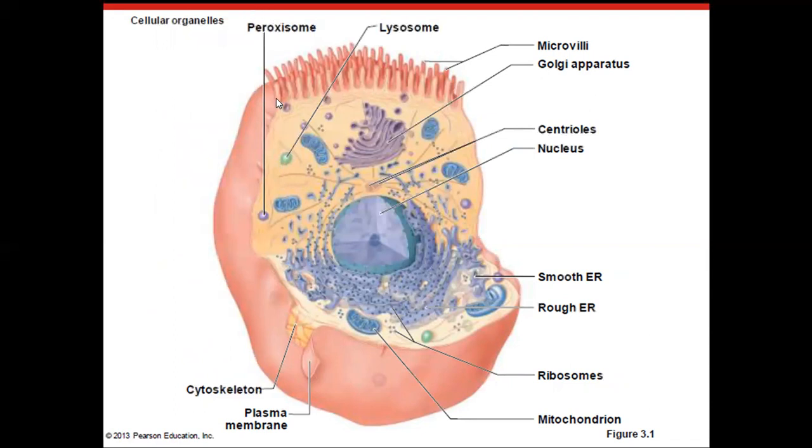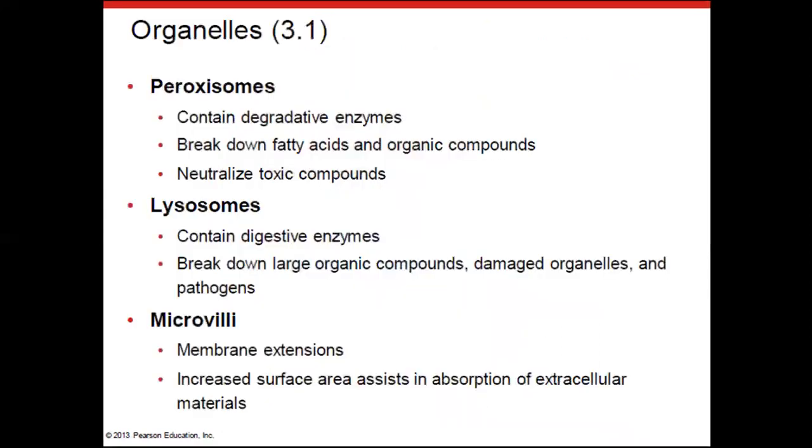Microvilli, follow my cursor, are here. So the cell membrane is this kind of pinkish, peach-colored structure. The cell membrane folds on itself, and those folds are called microvilli. Those microvilli are extensions of the cell membrane to increase the surface area of the cell membrane. And by increasing the surface area of this membrane, you can basically maximize absorption of extracellular materials.